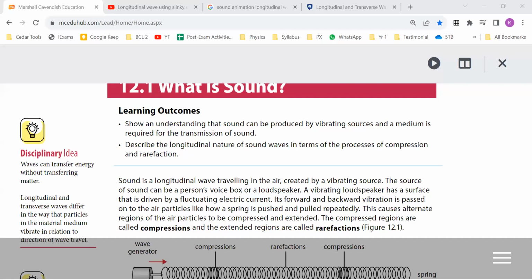Okay, so a repeat, no need to turn on your camera, just listen to me. If you cannot see something or cannot hear something, you're supposed to be seeing the textbook right now. Okay, what is sound, right? If you cannot see the screen I'm talking about, please unmute yourself and let me know.